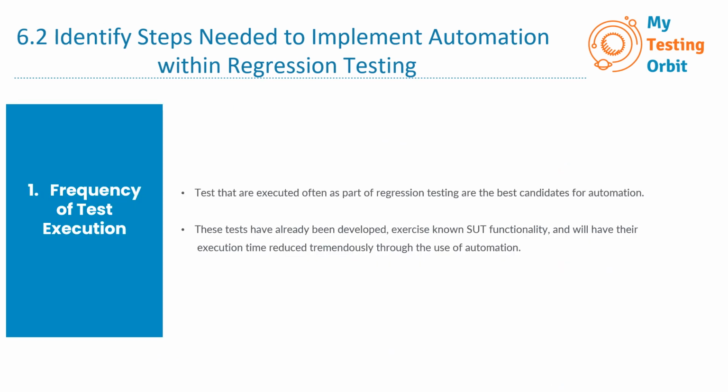So the first one is frequency of test execution. Tests that are repeatedly performed, especially during regression testing, are perfect for automation. Here is why. Let's say that you have certain tests that you run over and over again whenever you make changes to your software. These tests already exist and they check specific functionalities you are familiar with.